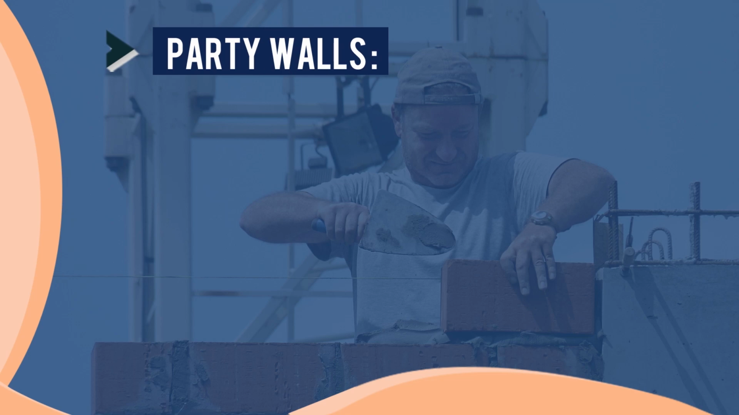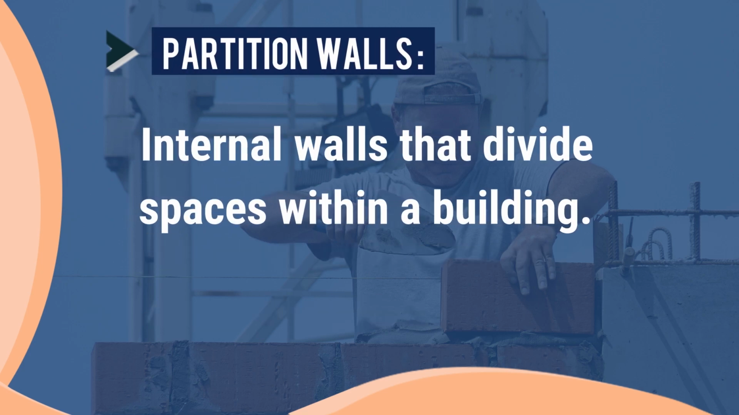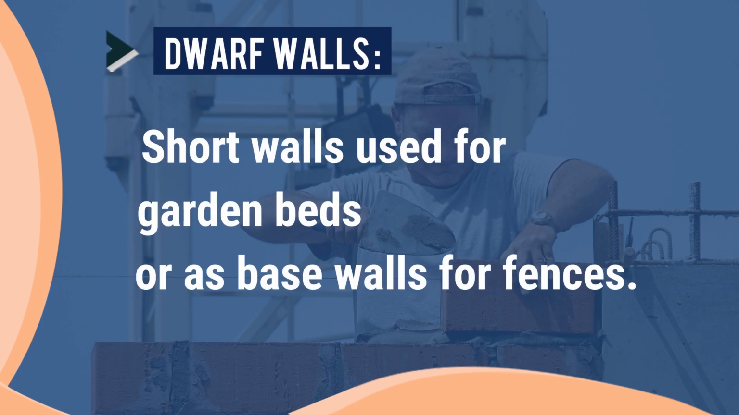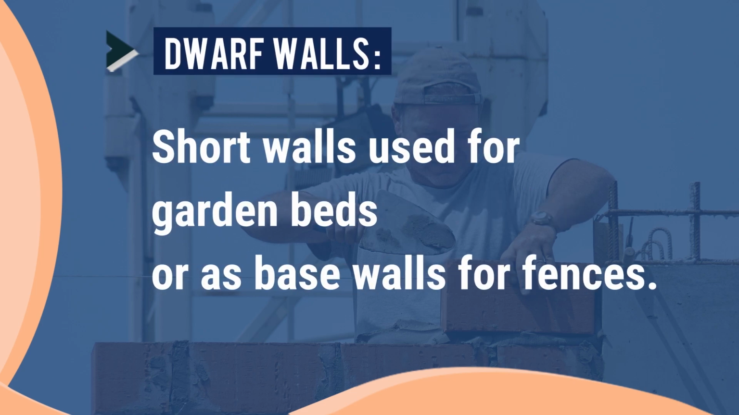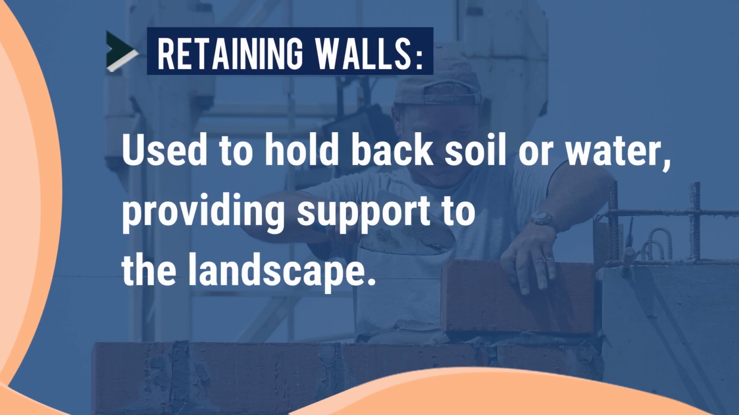Then the party wall, a shared wall between two adjacent buildings providing separation and sound insulation. Then the partition walls, internal walls that divide spaces within a building. Then the dwarf wall, short walls used for garden beds or as base walls for fences. Then the retaining walls, used to hold back soil or water, providing support to the landscape.